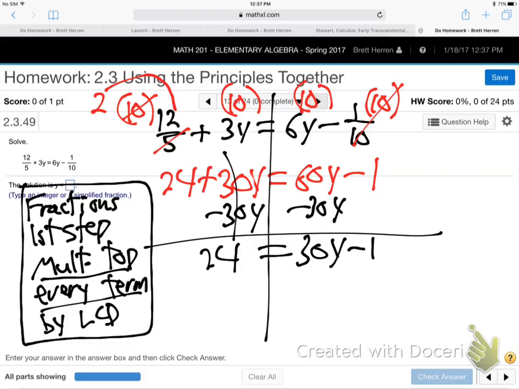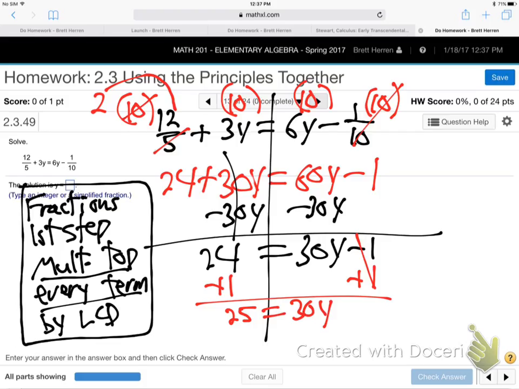Okay, now I got rid of one, so there's only one y now. Much better. Y's don't want to be alone. What do I do to get that y alone? Add the 1. Careful, don't look over there at the 24. It has nothing to do with the 24. It has to do with the 30 and the 1, the stuff that's with y. When y wants to be alone, get rid of that 1. So what do we get? 25 equals 30y. Good to there?